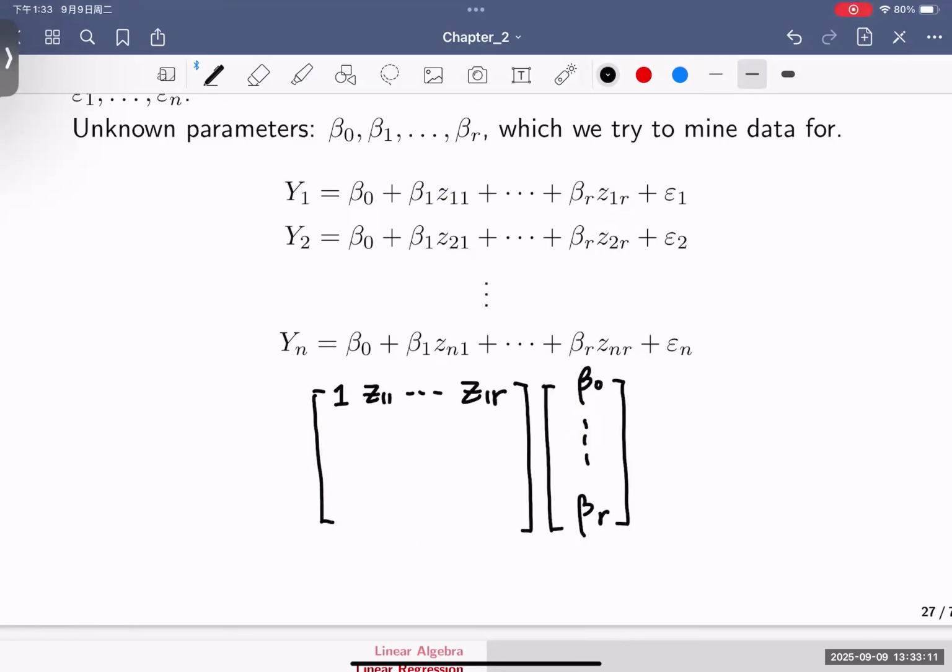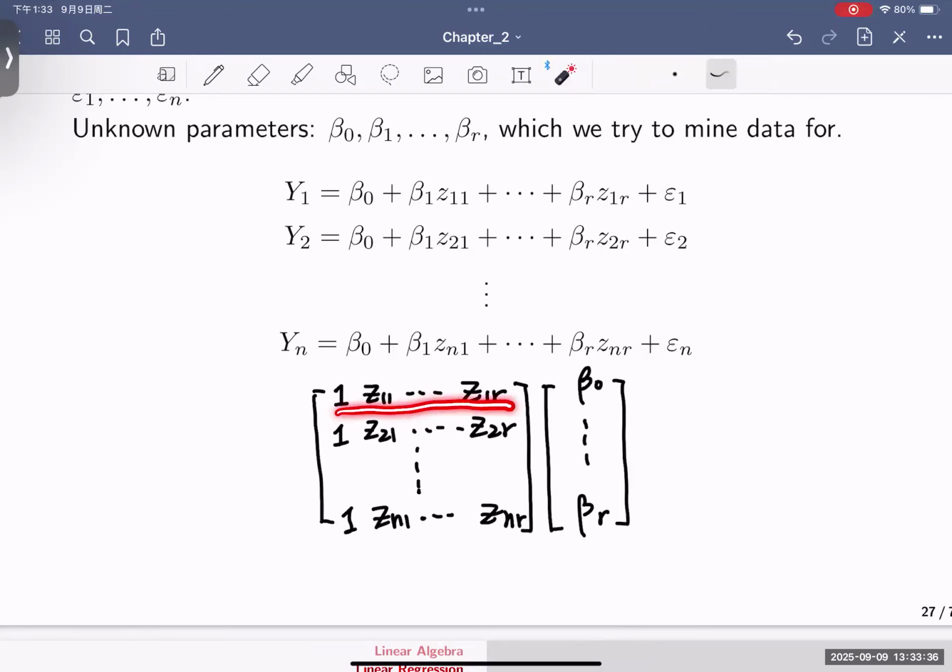This is exactly the features in the first data. The second row is 1, z21 to z2r, and so on and so forth. The last one will become 1, zn1 to znr.